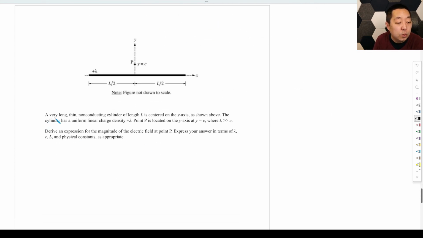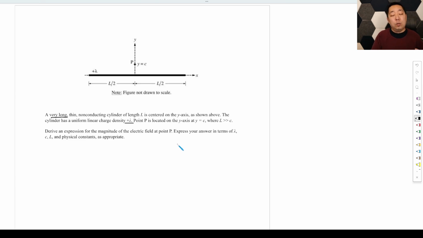Okay, let's take a look at this one. We have a very long, thin, non-conducting cylinder of length L centered on the axis shown above. It's very long. The cylinder has a uniform charge density lambda. Point P is located on the y-axis at y equal to c. Derive an expression for the electric field at point P.